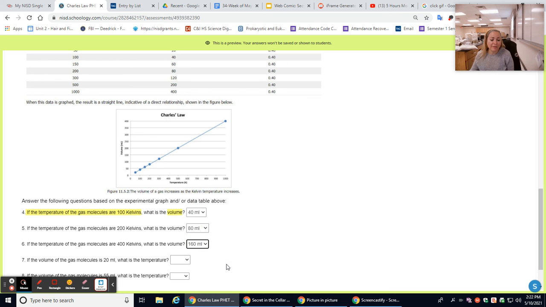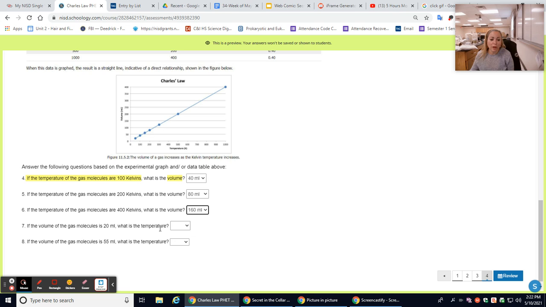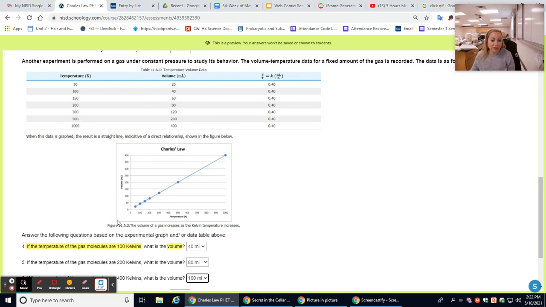If the volume of a gas molecule is 20 milliliters, what is the temperature? Now we're looking at it backwards, but we can always use the data table. If it's 20 milliliters, that means it is 50 kelvins. Or you can always look here. 20 milliliters is around here. It's a tougher one, but you know that it should be around half of that. So it's 50 kelvins.